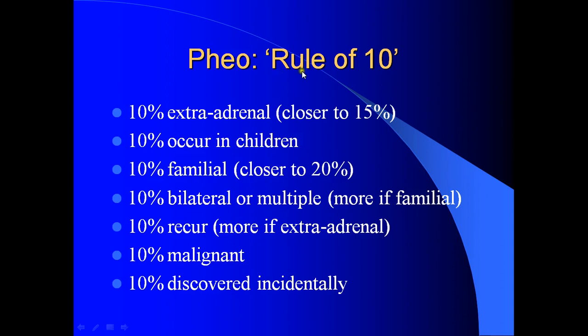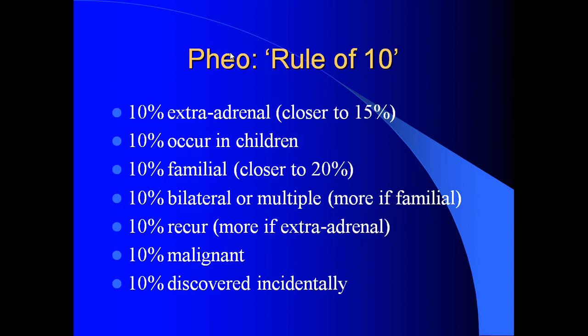A very important rule to remember: the rule of 10, easy. 10% are extra-adrenal, so 10% won't be in the adrenal gland, they will be outside the adrenal gland. 10% occur in children, 10% in families, 10% bilateral. So if it is on one side of the adrenal gland, it will be on the other side too. 10% recur. So if you take them out, it doesn't mean you have cured them. There is a 10% chance of recurrence. 10% of them might be malignant. We call them malignant when they spread, when they have metastatic disease.